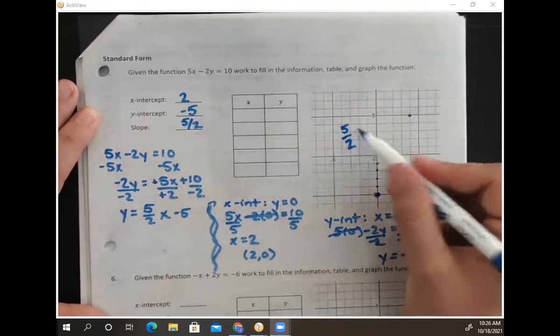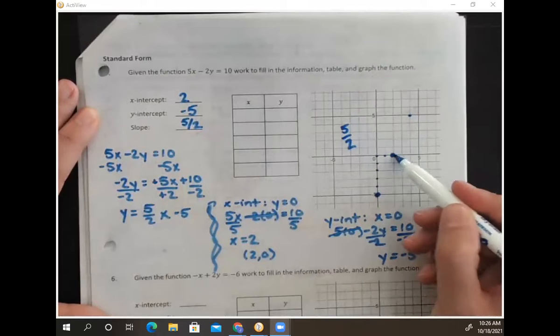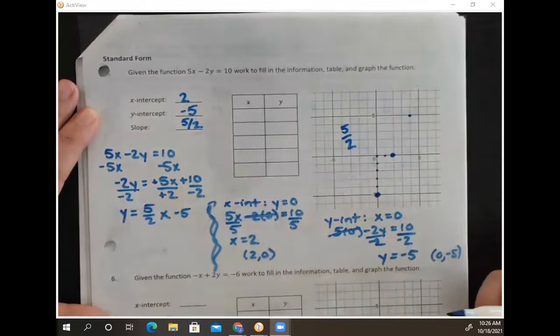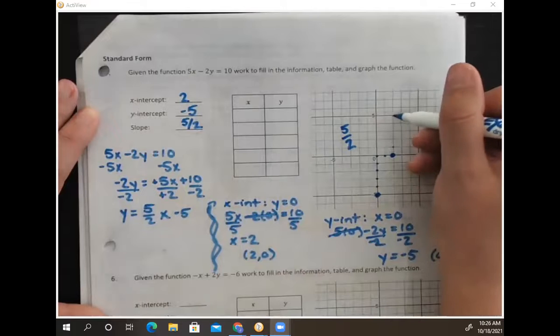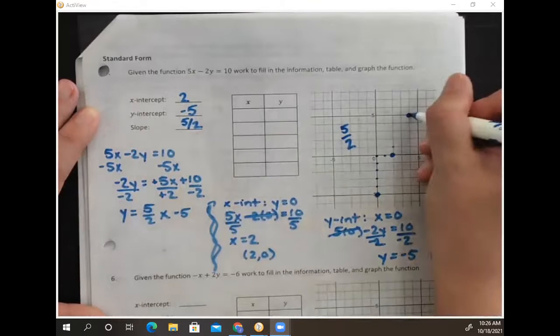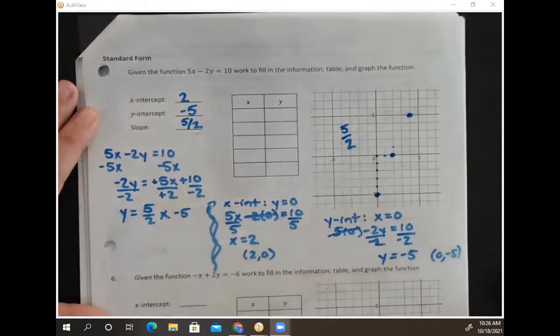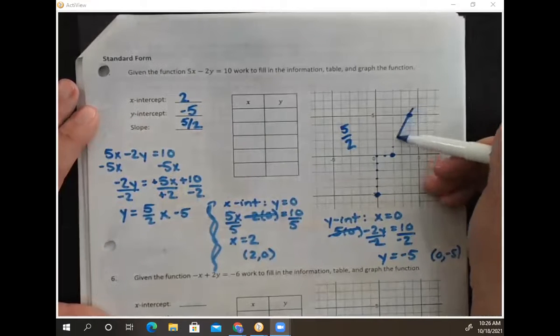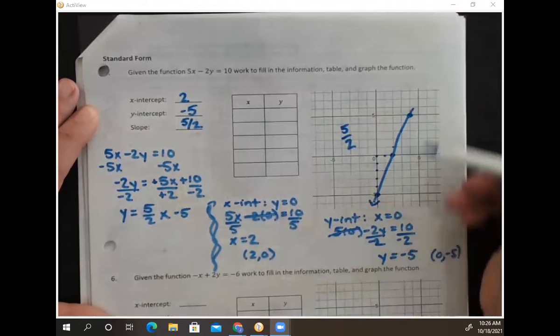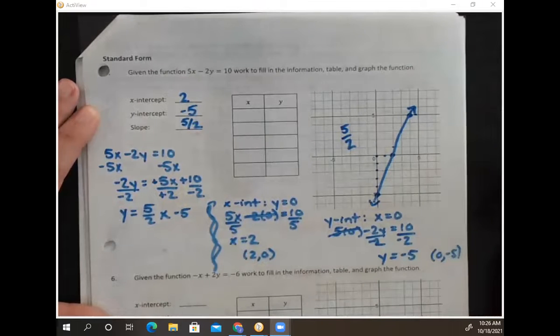So you would get your slope from plotting your intercepts and then counting. And then you can give me another point by going up 1, 2, 3, 4, 5 over 2. You're going to get the same points no matter which way you graph. You're just going to get them in a little bit different way. And then once you've got at least 3 points, connect them and throw your arrows on the end.